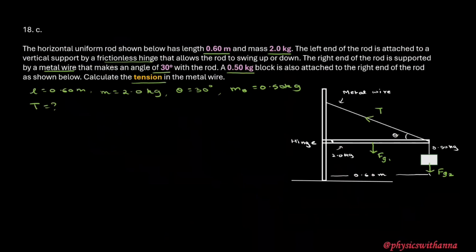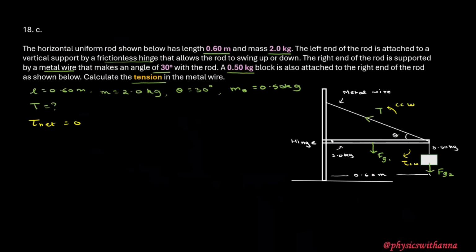And since the rod is in static equilibrium, the sum of torque produced by these forces must be equal to 0. So I can write net torque on the system is equal to 0. Let us first understand what kind of torque each of these forces produces. Fg1 and Fg2 are trying to pull the rod down, so they will produce a torque which is clockwise, whereas the tension force will produce a torque which is counterclockwise.